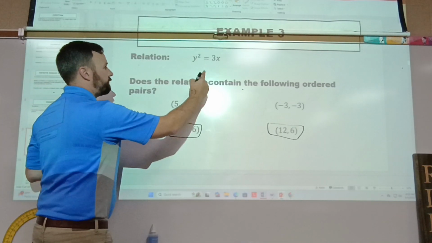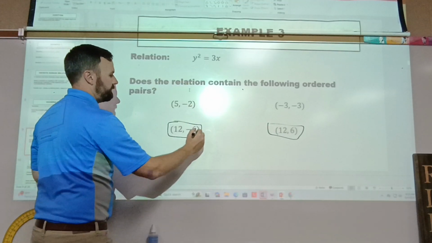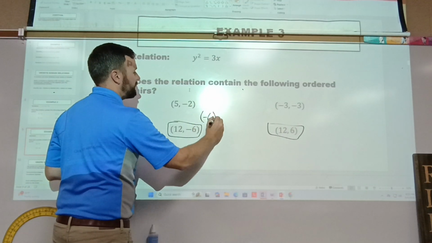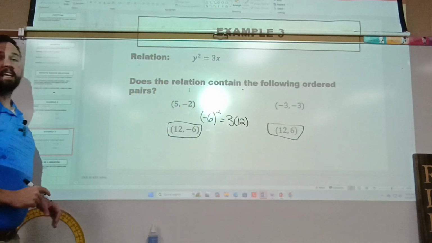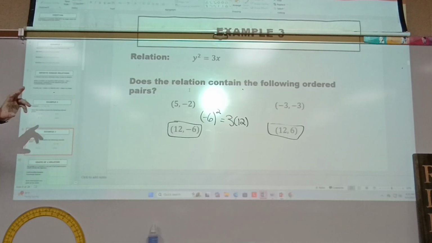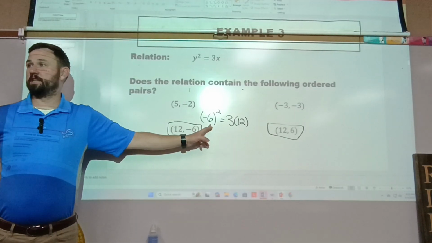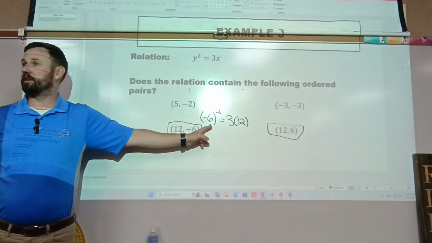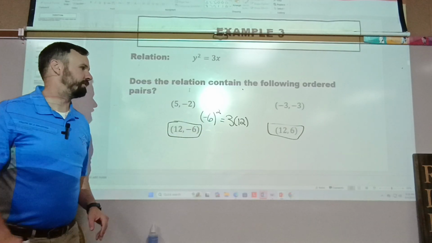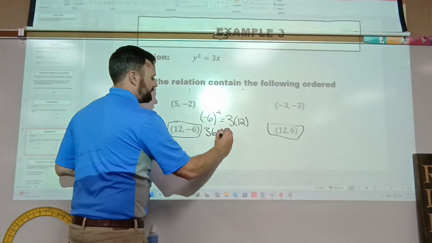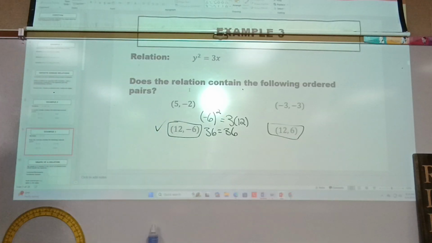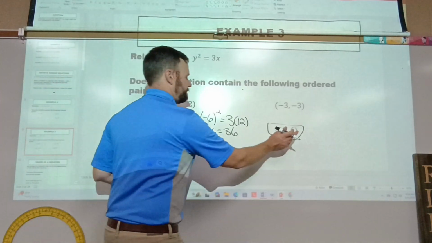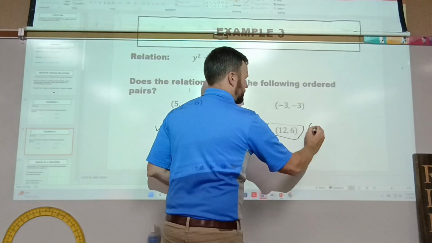So I'm going to plug in 12 for x and negative 6 for y, right? Make sure when you're plugging in these numbers, put them in parentheses, right? Even when I taught calc, this is still probably one of the number one mistakes made: people say that's negative 36 because you plug it in your calculator and that's what it tells you. Put it in parentheses. 36 equals 36. So this is a point on that relation. Plug it in. 6 squared.